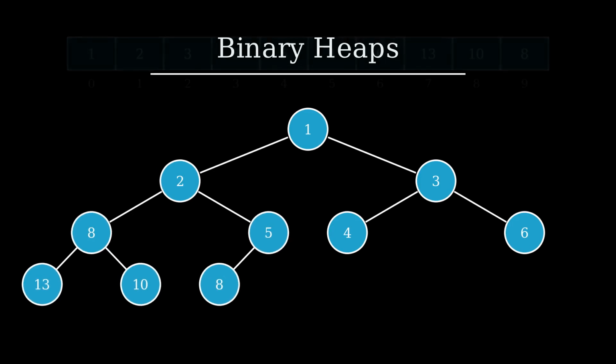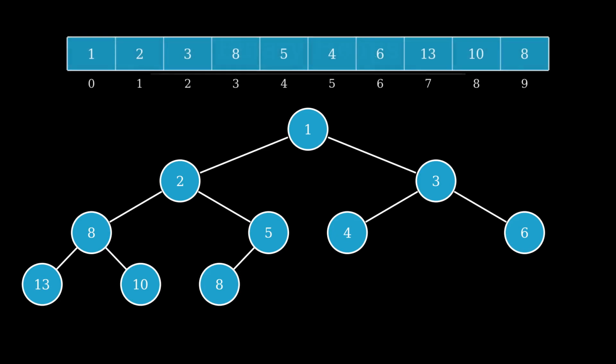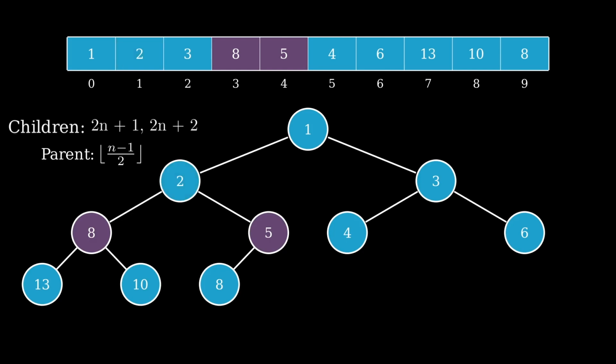Before we look at heaps, let's look at the array representation of a binary tree. An array representation of a binary tree is just a level-by-level traversal of that tree. Since any parent in a binary tree can only have two children, the indices of the children of any node n are given by 2n plus 1 and 2n plus 2. Conversely, the parent of the nth node is given by the floor value of (n minus 1) by 2.